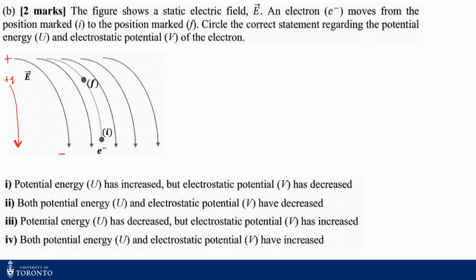But since the electron moves upwards, therefore it's moving towards the higher potential side, since positive charges flow from higher potential to lower potential. So since the negative charge moves upwards, it's moving towards the higher potential side. And also since it's moving away from the negative terminal, the potential energy also reduces. So therefore, in this case, the right option would be reducing potential energy and increasing electrostatic potential. Therefore, option number C is the correct option.